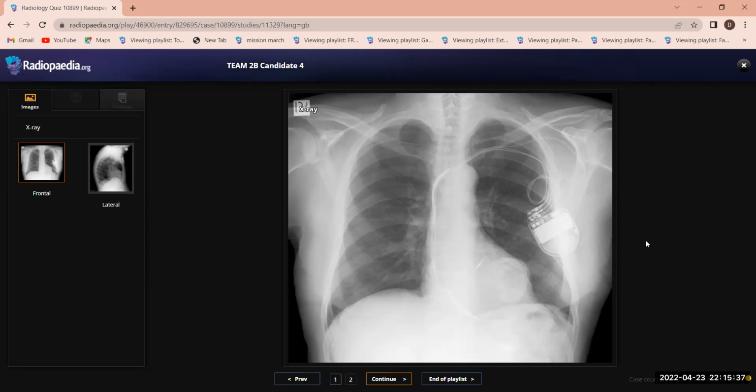In my normal clinical practice, I would check if the patient has a lateral view available. I would look at the lateral chest x-ray to further localize. There is a lateral view. You can have a look at that. Oh, okay.